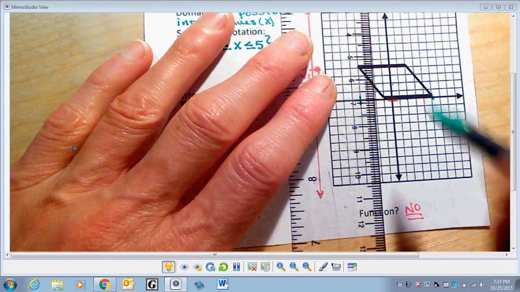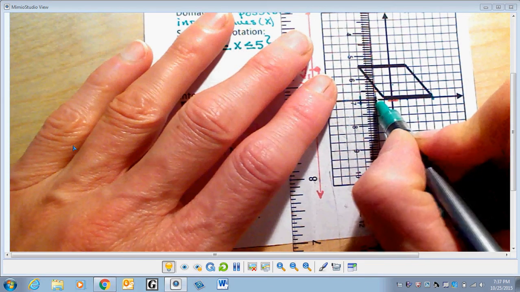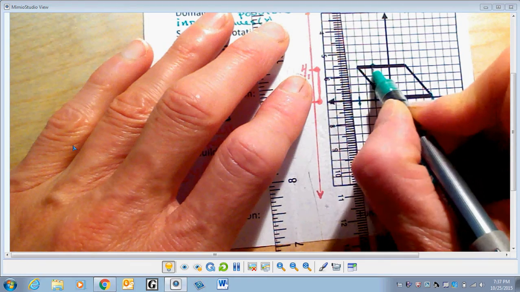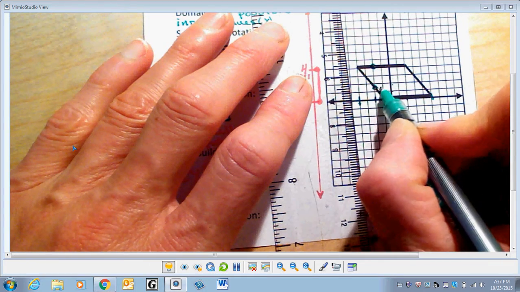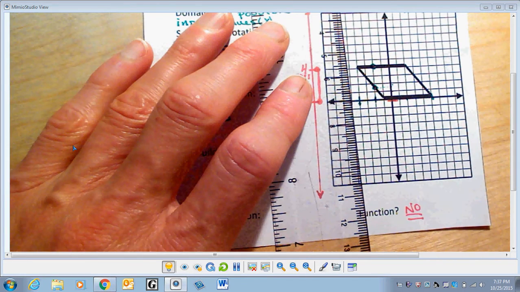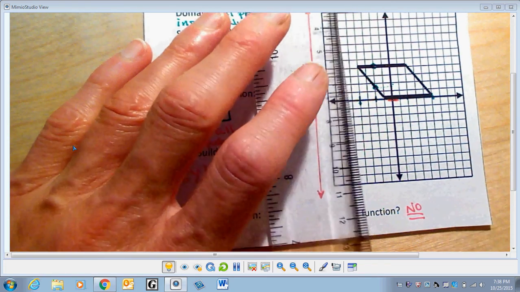So right here, if I just take where x is -2 right now, I have a point there and I have a point there. So this is going to give me some output and this is going to give me another output. I can only have one output for each input. So this is not a function.